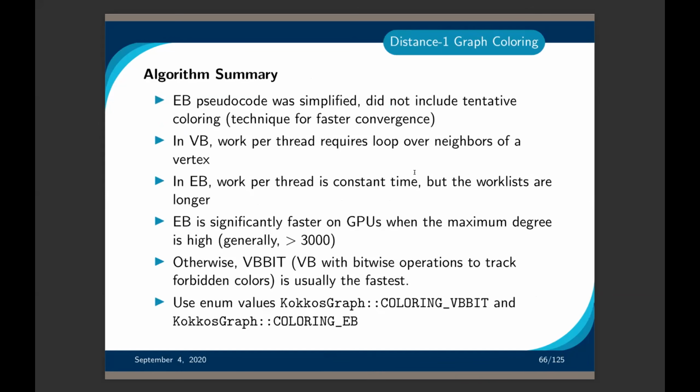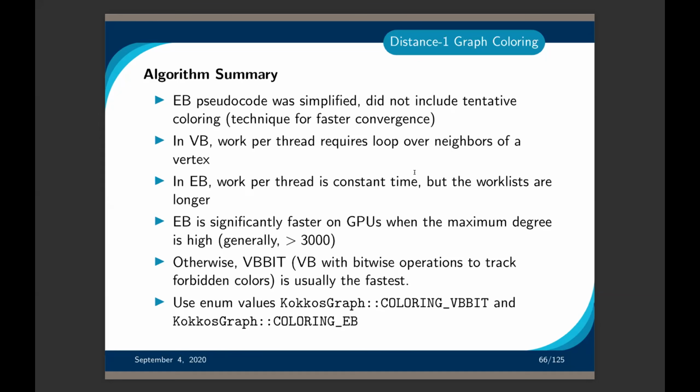So to summarize these algorithms, I should say EB, the edge-based pseudocode, was simplified. There are some more sophisticated techniques that we use, like tentative coloring, and you can read about how that was done in the 2016 paper by Mehmet, Siva, and Eric Bowman. But in vertex-based coloring, the work that each thread does is a loop over the neighbors of each vertex. And this can be arbitrarily high because a vertex can have a high degree in some cases.